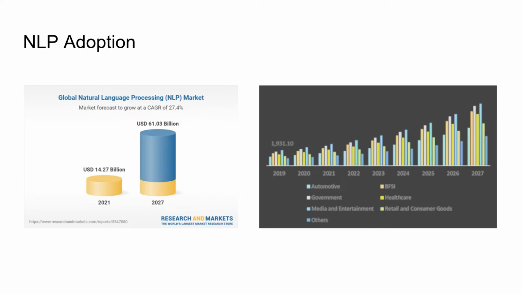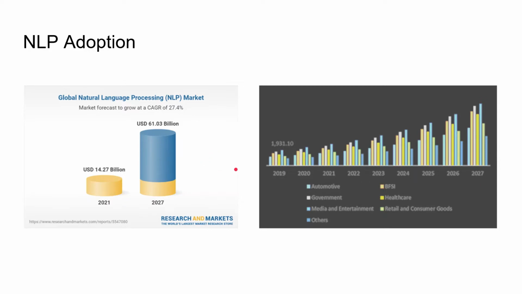We have computer vision, we have audio, we have speech recognition. All of these are AI subsets, but NLP is one of the most adopted subsets of AI currently in the market. Then we have automotive, we have government. In all of these sectors, we can see there is a predicted growth in the NLP market, and we can see NLP has a very bright future.